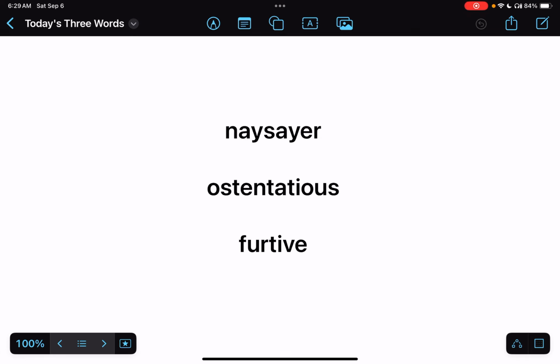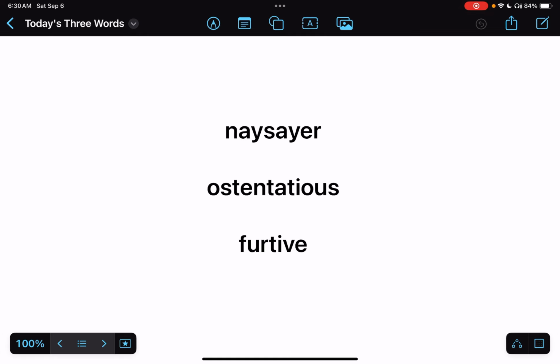I've selected 3 words for us to play around with in our writing. We're going to use each one of these words in a sentence so we can better understand them by putting them into context. I will give you general definitions, but I've also included links below to Merriam-Webster's website where you can find the formal definitions and pronunciations. The 3 words I've selected today are naysayer, ostentatious, and furtive. Naysayer, ostentatious, and furtive.